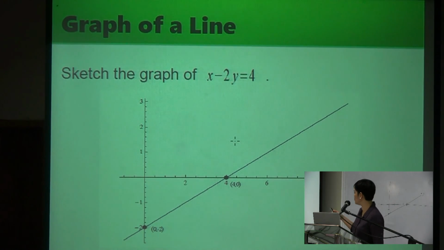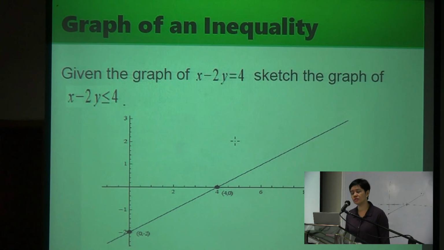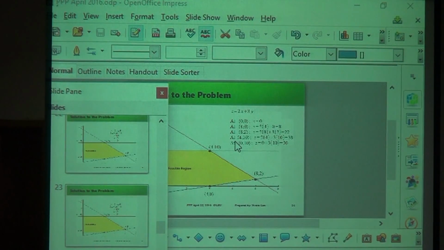So you do like that in class. Okay, and then after that, I show this. Okay, and then given this graph, how do we graph the inequality x minus 2y is less than or equal to 4? I use the test point. I told them that they may use any point that they want, as long as if the inequality is satisfied, the test point that they will use will be part of the region, and if it is not, it will be the other side of the line.